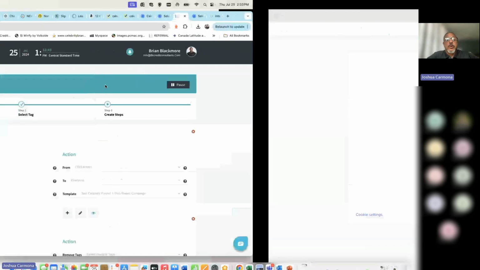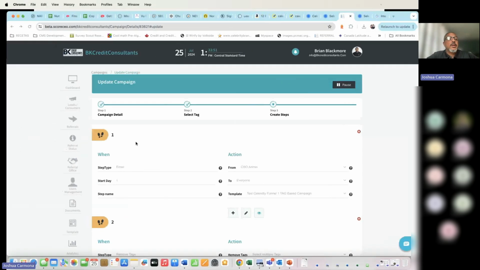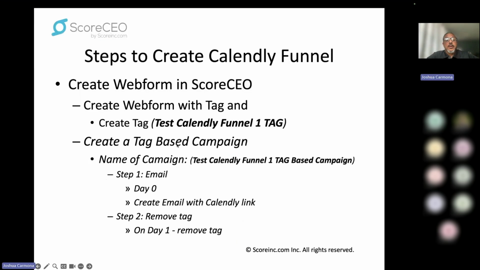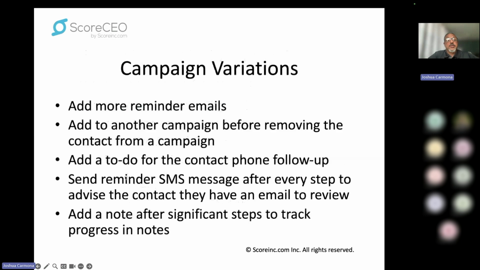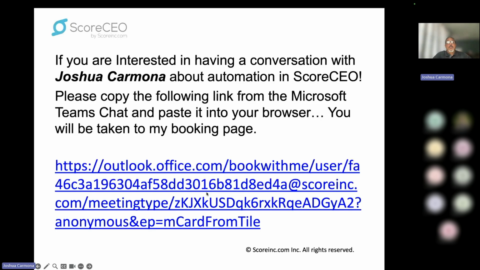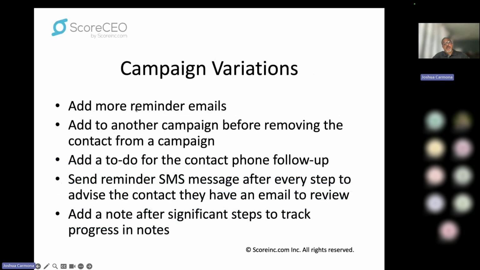So before we go to ChatGPT, let me go back to the presentation. How can you vary that campaign to make it more or less complex depending on your sales process? Here are a few ideas, right? You want to add more reminder emails. Maybe those reminder emails that you want to add is one a day.